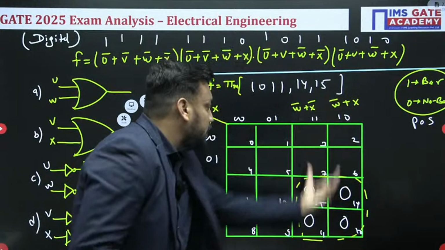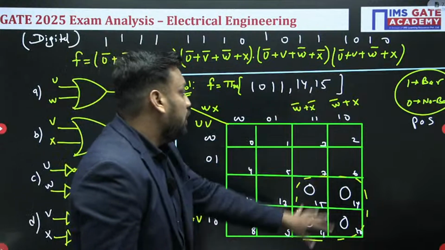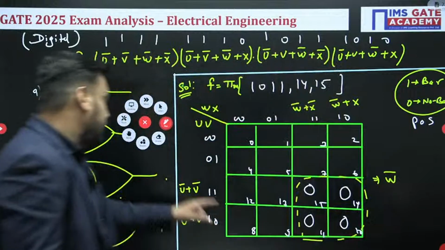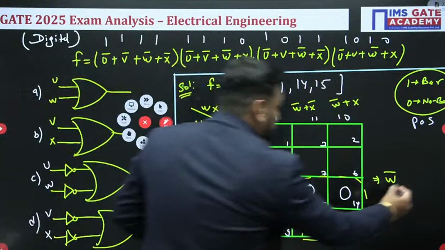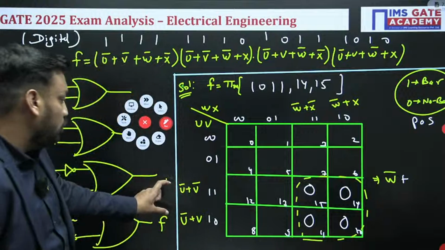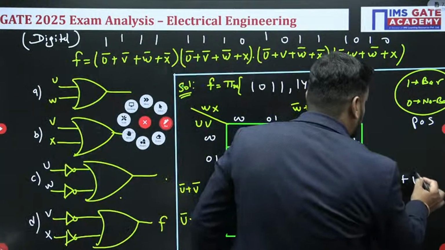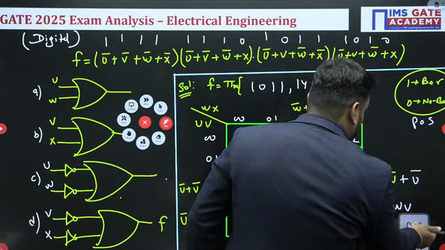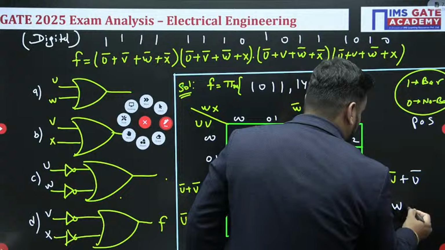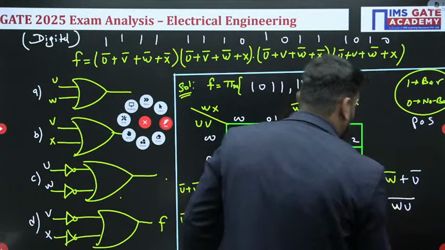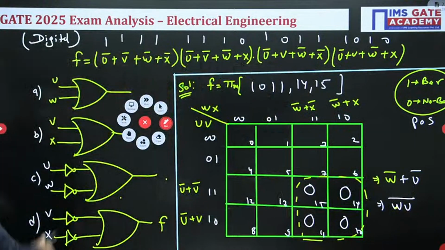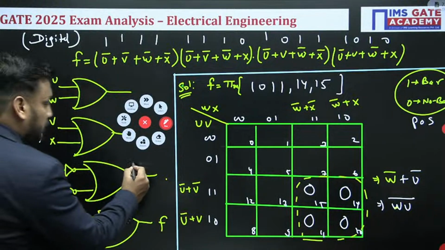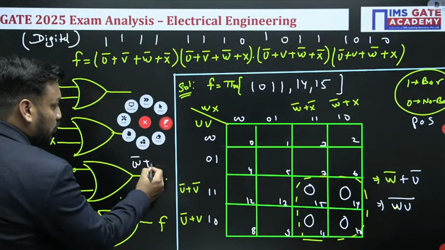So what is common in these two, guys? Of course, W bar is common. And here, because of POS, in between we should write plus sign. And what is common here, guys? U bar. So you will write W bar plus U bar. And then of course you can write it as W U whole bar. Yes or no? So that is why I told you option C is the only correct answer for this, because here you will get U bar plus W bar, so W bar plus U bar.